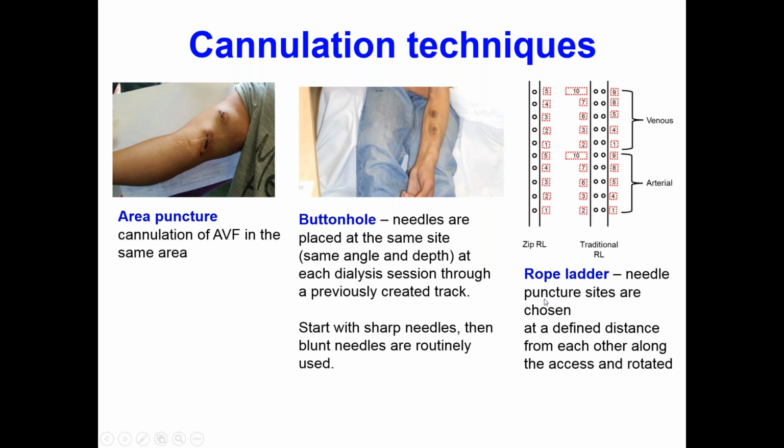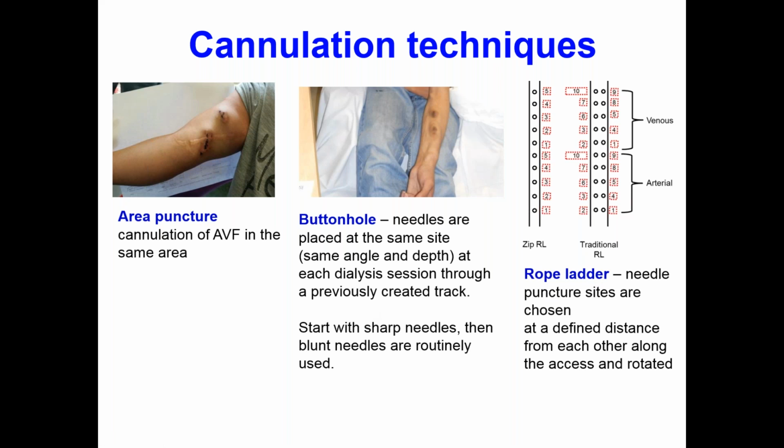The third technique for cannulation is the rope ladder method. Now, the rope ladder means that just exactly like a ladder, you change your needling site every time, and the needle puncture sites are selected each time at a different level. Now, clearly, you need a distance between the two needles for any of these 3 cannulation techniques, and it is recommended that the distance should be about 4 centimeters at least, ideally much more than that.